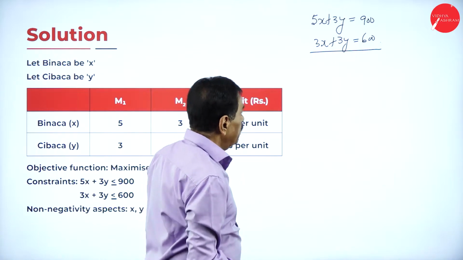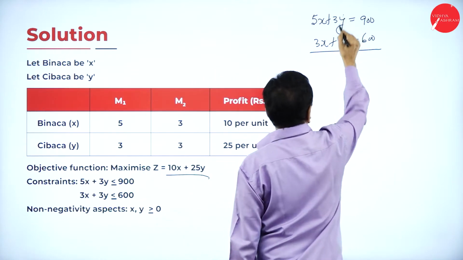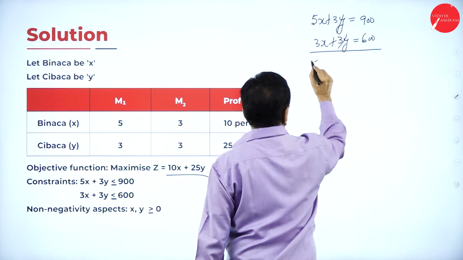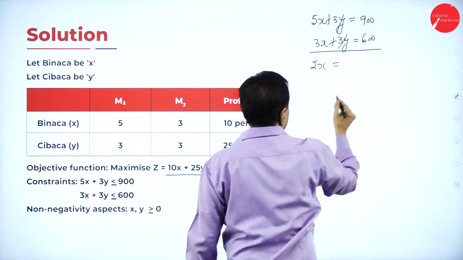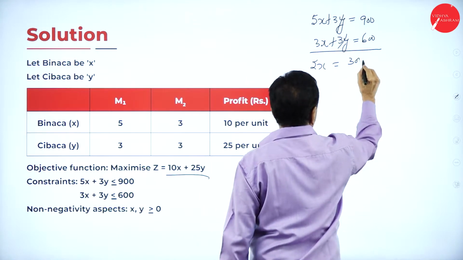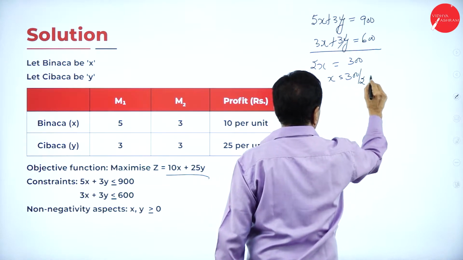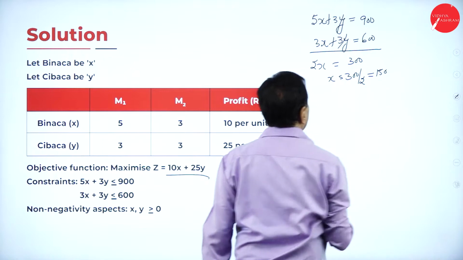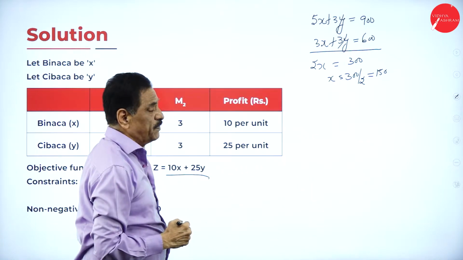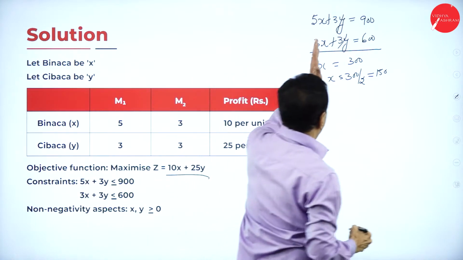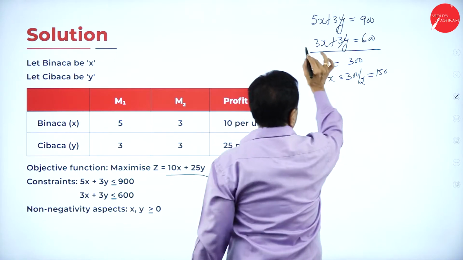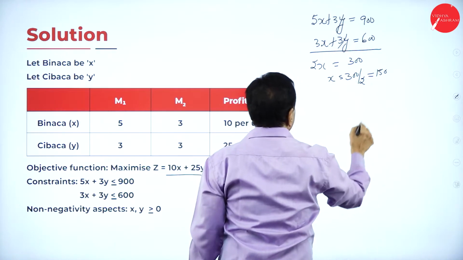Make the equation and cancel this. Deduct: 2x is equal to 300. X is 300 divided by 2, which is 150. So the x value should be 150. Then take the first one.